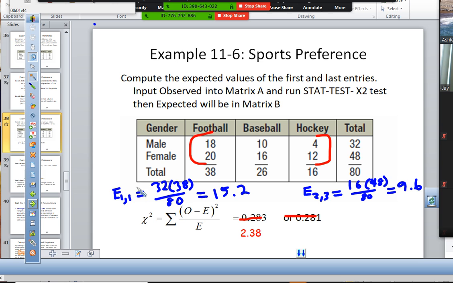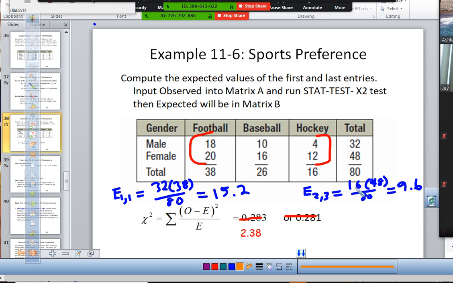you have to find your first and last expected value. So that's this guy and this guy. You got to find those two. All right, so he's 1, 1. That's easy. E1, 1, and he is row 2, column 3, E2, 3. So the first one, we found his row total, 32, and his column total, 38, and divide by the grand total, 80. So I got 15.2. This guy, his row total is 48. His column total is 16, so 16 times 48 divided by 80.